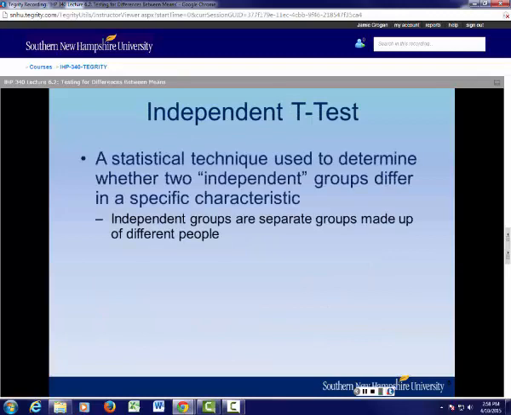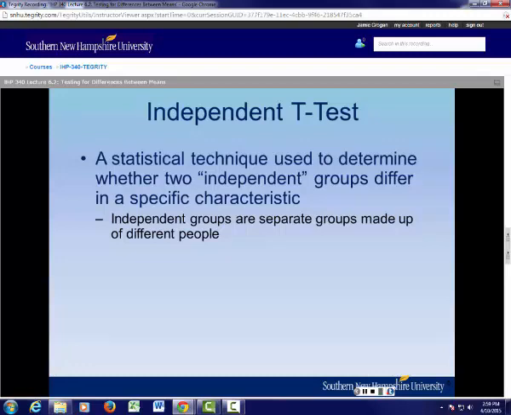So first is the independent t-test. This is a statistical technique used to determine whether two independent groups differ in a specific characteristic. So these independent groups are separate groups. They're made up of different people. The different people are unrelated. An example of this might be a group of males versus females, or maybe a group of people who did not get a study drug compared to the people who did get the study drug.